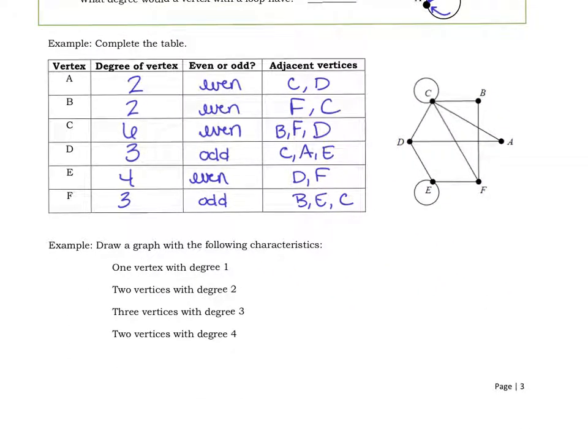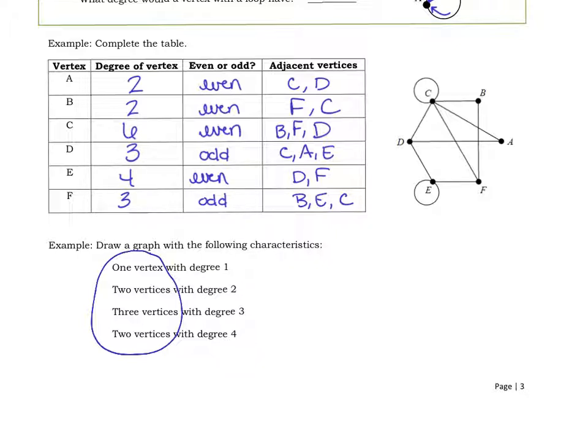Right, and then the last example on this page, now I'm going to have you draw a graph that has the characteristics given. Okay, so we need one vertex with degree 1, 2 vertices with degree 2, 3 vertices with degree 3, and 2 vertices with degree 4. So before I have you pause the video and try this out, I want you to pay attention to these numbers here. That tells you the total number of vertices that have to be present in your graph.